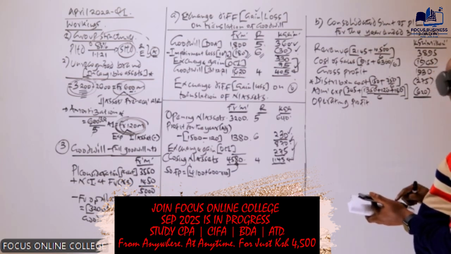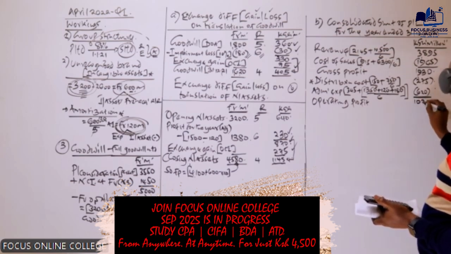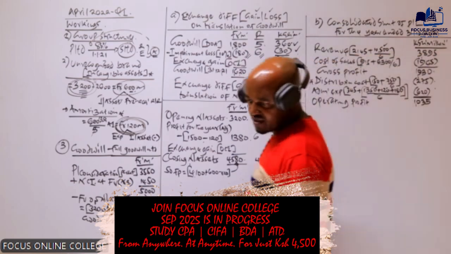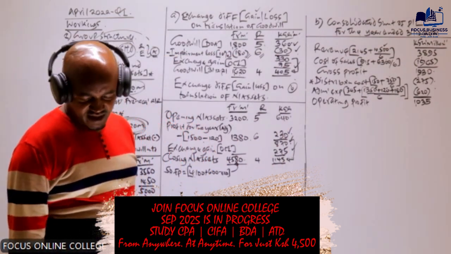1930 minus 275 minus 620. So I'm getting operating profit of 1035. Can you see how simple this is? This one is very, very simple.